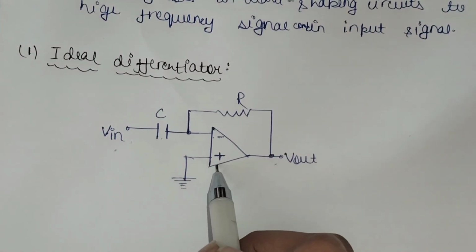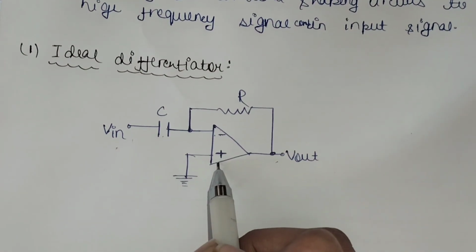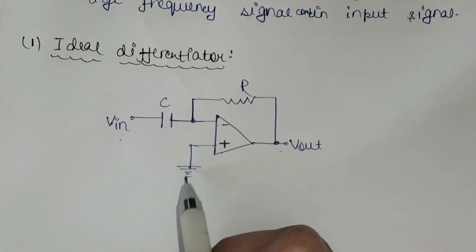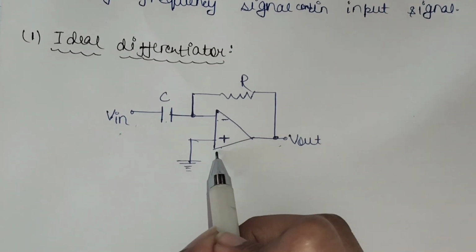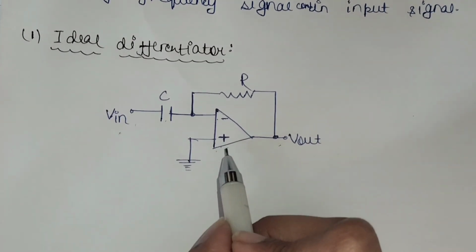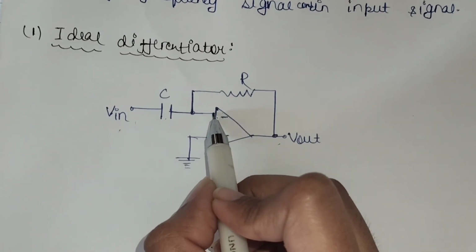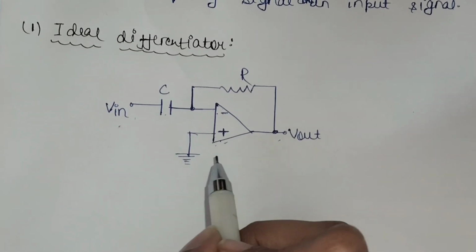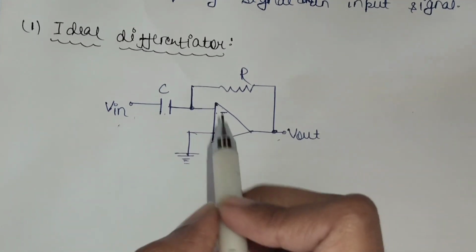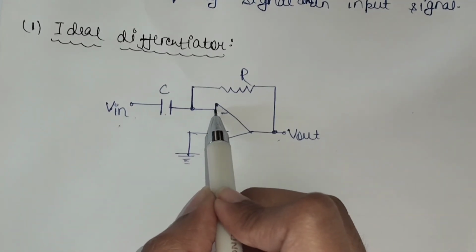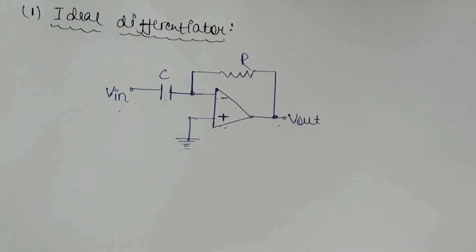The positive or the non-inverting terminal of the operational amplifier is grounded, and from the virtual short concept we know that the voltage at the non-inverting terminal is equal to the voltage at the inverting terminal. Therefore, since here it is grounded and the voltage is zero, the voltage at the inverting terminal of the op amp will also be 0.